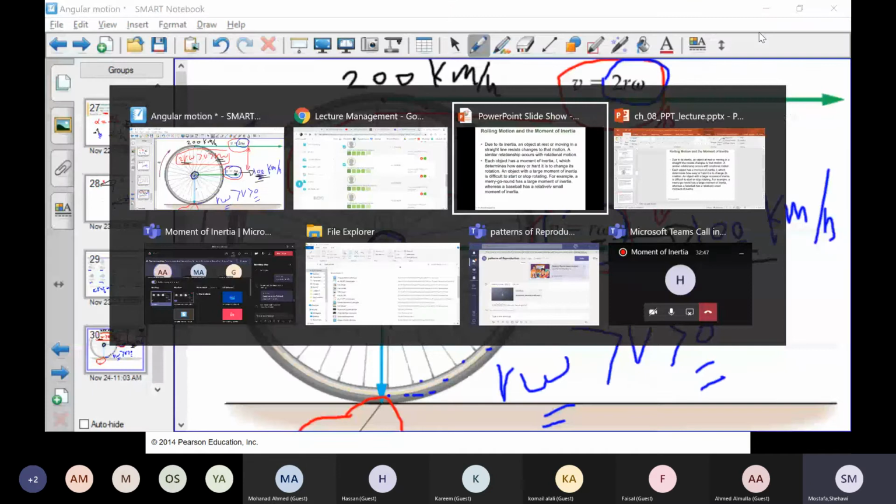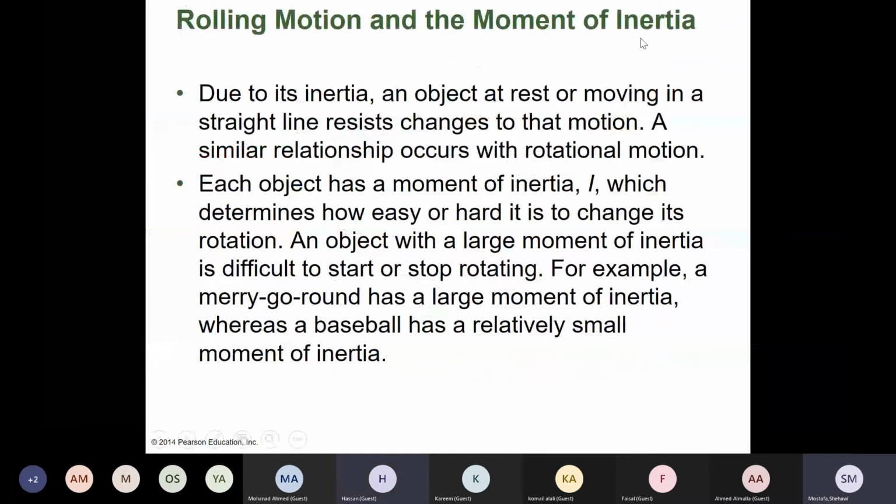I want you to read this slide, Hassan, please. Okay. Due to its inertia, an object at rest or moving in a straight line resists changes to that motion. A similar relationship occurs with rotational motion. Hassan, step slowly, one by one, my dear. Slowly, take your time. Okay. Should I reread it or start slowly from the next paragraph? From the first paragraph. Okay.